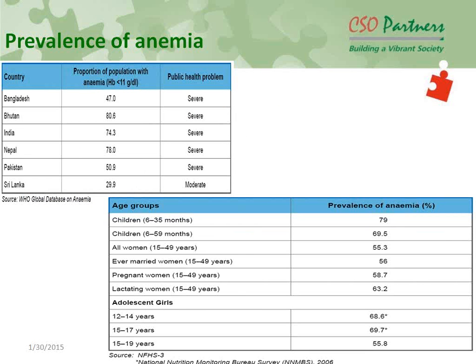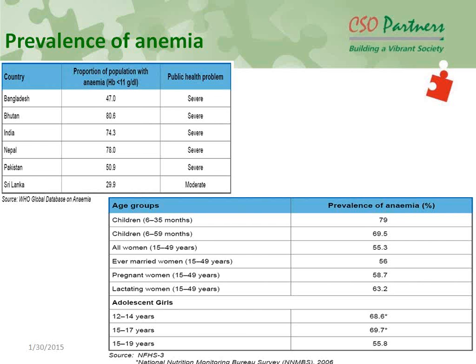Anemia-wise, again, as I said, nutritional status in India is really in bad shape. If you look at the proportion of the population with anemia, with hemoglobin count below 11, which is the cutoff mark we have taken, India is at 74.3. Bhutan is a little worse than India. Nepal is a little worse than India. But all other neighboring countries are much better than India, right? Sri Lanka is doing much better than India. Pakistan is doing much better than India. And Bangladesh is doing much better than India. So we are just ahead of Bhutan and Nepal.